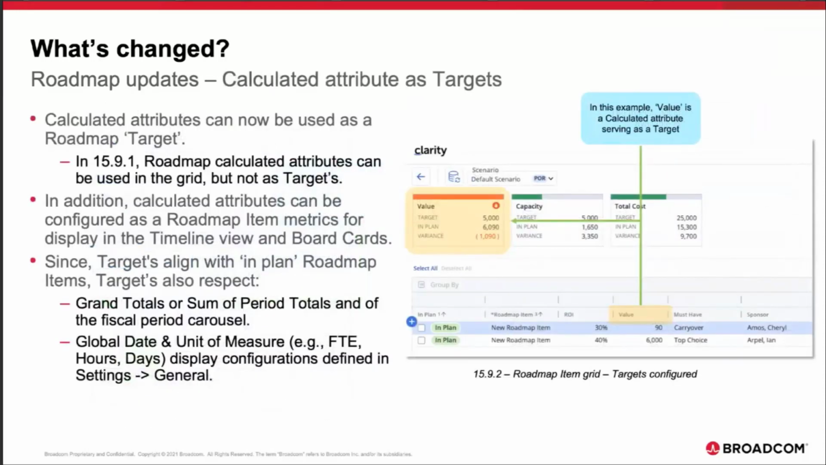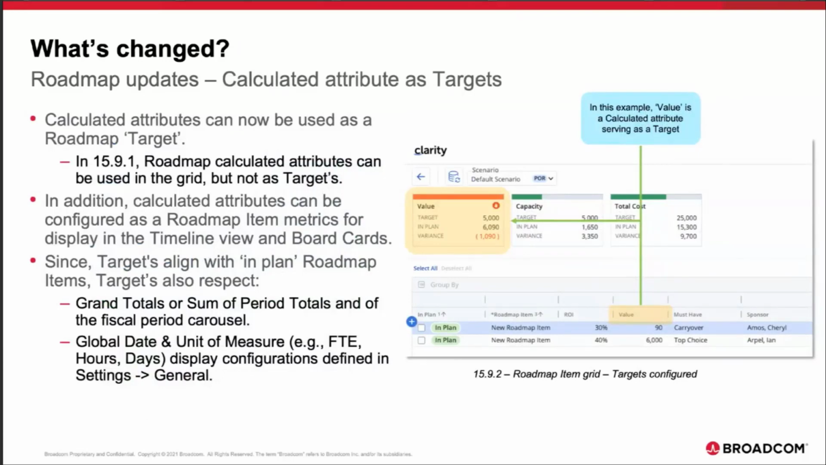What's changed? All right, calculated attributes. These can now be used as roadmap targets. In 15.9.1, the roadmap calculated attributes could be used in a grid. You could insert them in the grid and use them, but you couldn't have it as a target.